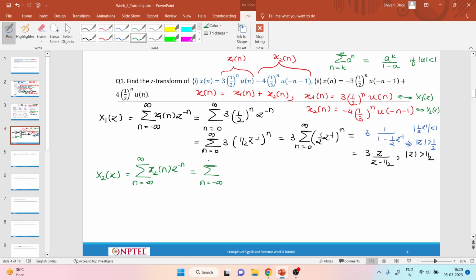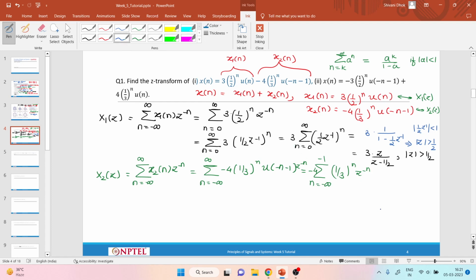n equal to minus infinity to infinity, minus 4 into 1 by 3 power n u of minus n minus 1. Now since this is actually a flipped version of the unit step and shifted, this is non-zero only when n is less than or equal to minus 1. So that's why I can change the limits like this. I'll take this minus 4 outside and change the limits from minus infinity to minus 1, 1 by 3 power n, and here there is z power minus 1 into z power minus n.